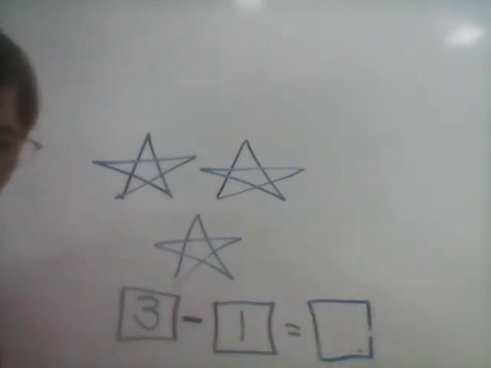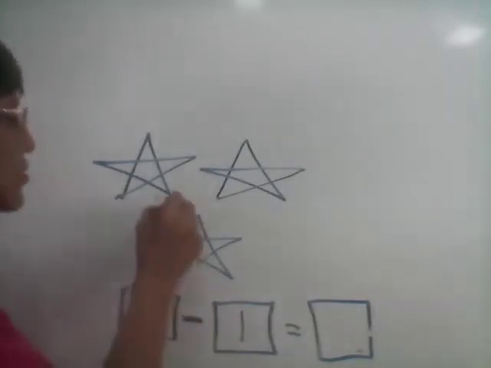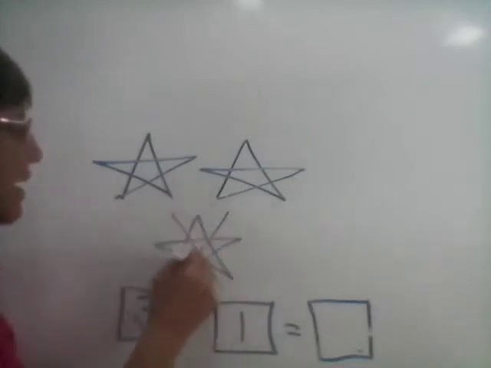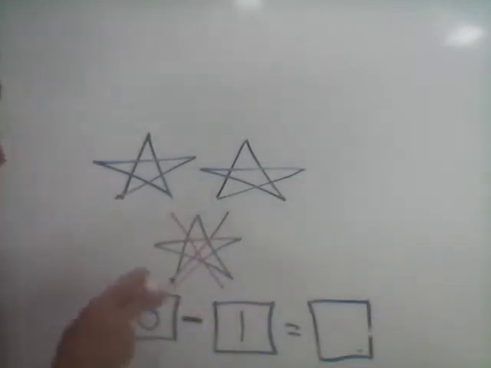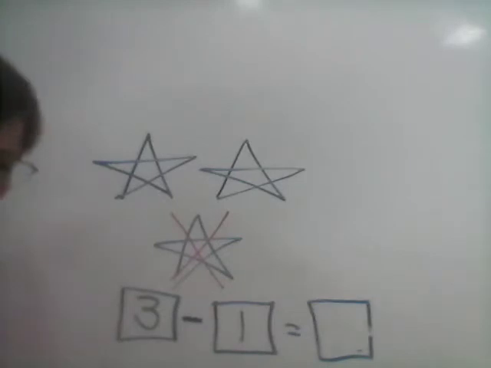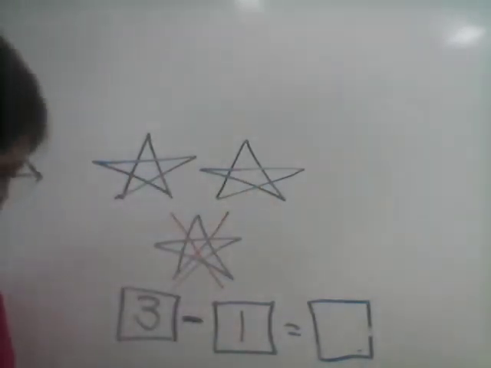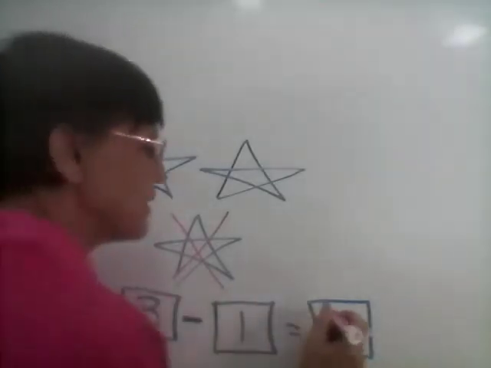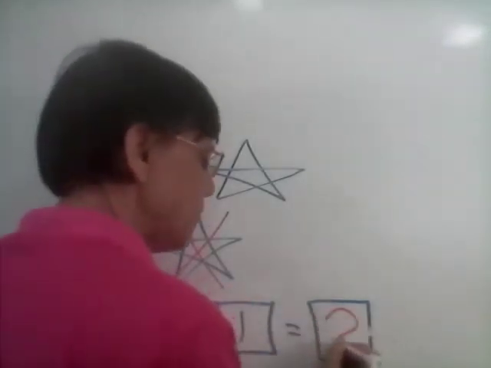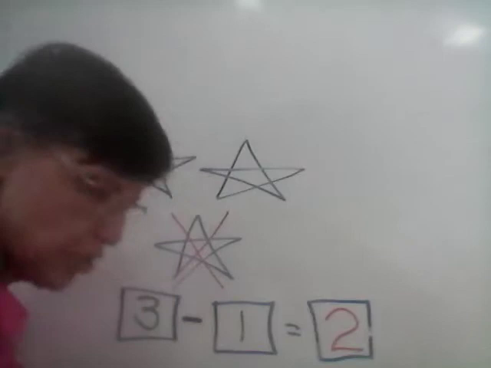Which one should we draw the X on? Which one should I do? Let's do this one. Okay, we took him away. 3, take away 1 is 2. Good. So we put the answer in the box. 3 minus 1 is 2.